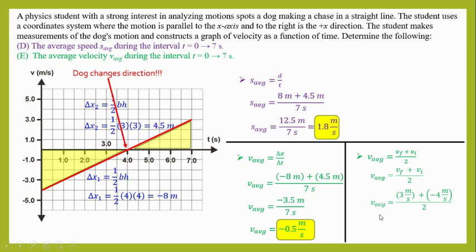So therefore, 3 plus -4 is -1, and then -1 divided by 2 will give you -0.5 meters per second as well. So you see the answer is very consistent. Okay, so that's that.